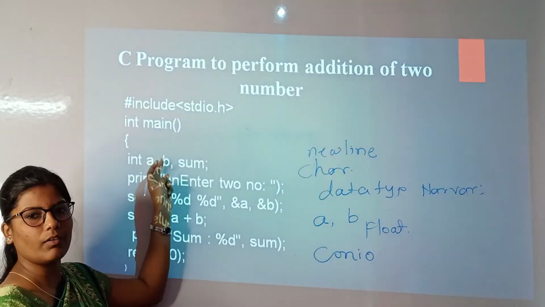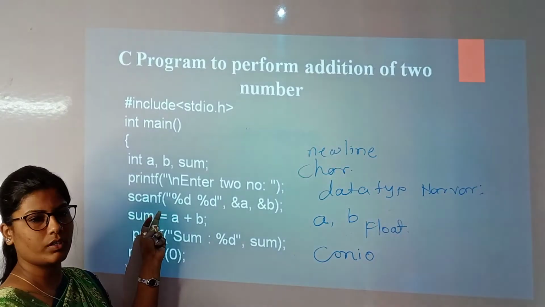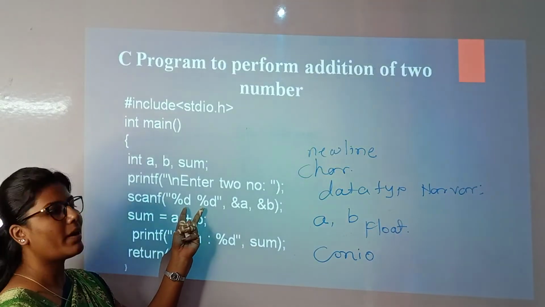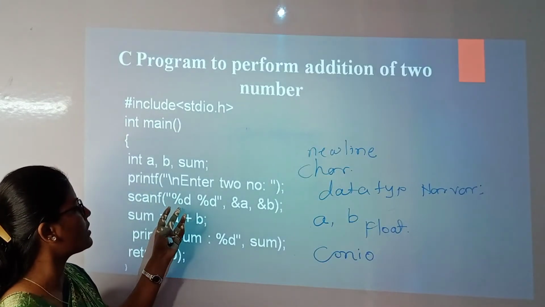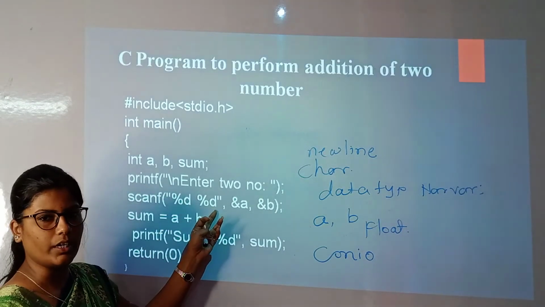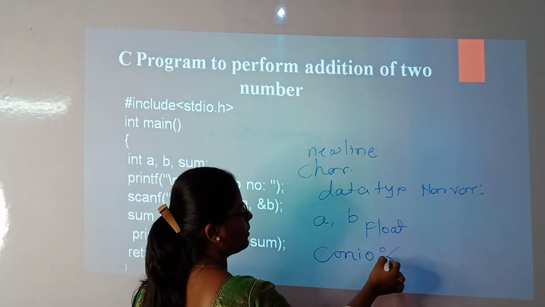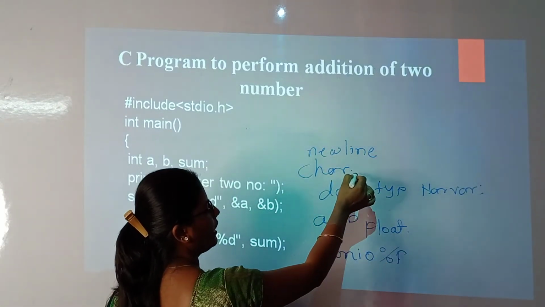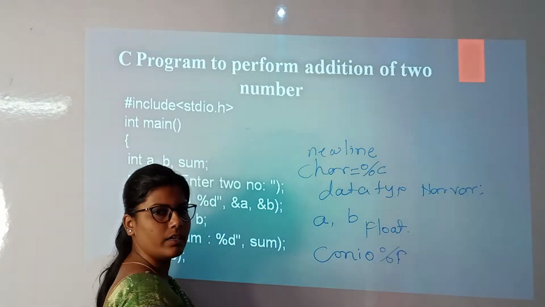Value of a and value of b. Next, the scanf function is an input function. Here we use format specifiers. For integer data type, the format specifier is %d. Okay. For float data type, the format specifier is %f, and for character data type, the format specifier is %c.